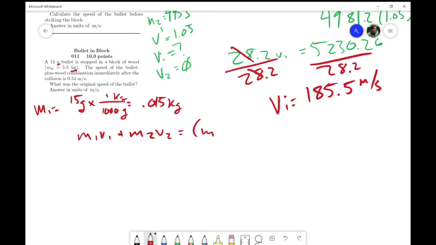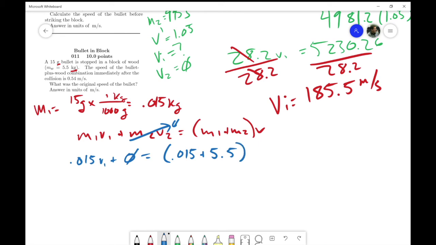So I write my equation: M1V1 plus M2V2 is equal to M1 plus M2 times V primed. I get lazy with putting the prime there. Now I have 0.015 times the velocity I'm looking for plus 0, because that block of wood is sitting still, so I set that velocity equal to 0 and the whole thing's 0. On the other side, I have 0.015 plus my 5.5 kilograms. Now they're both in kilograms, times my velocity, 0.54.